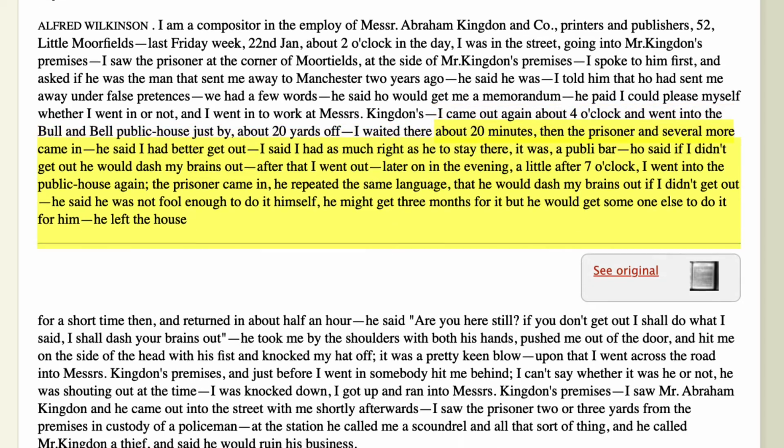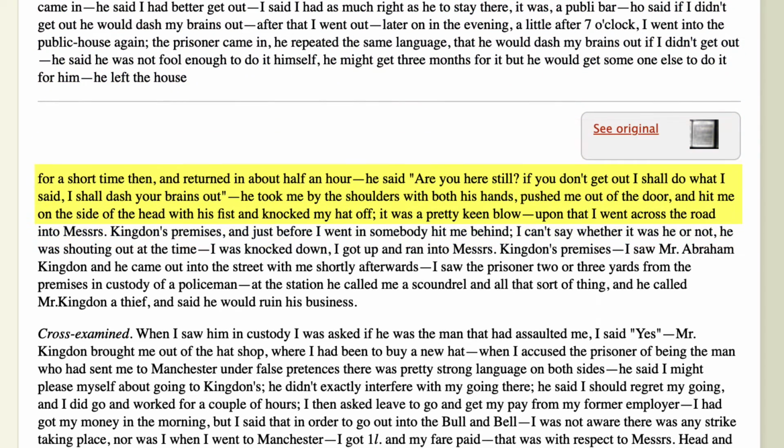He left the house for a short time then, and returned about a half an hour, and he said, "Are you still here? If you don't get out, I shall do what I said. I shall dash your brains out." And he took me by the shoulders with both hands, pushed me out the door, and hit me on the side of the head with his fist and knocked my hat off. It was a pretty keen blow.